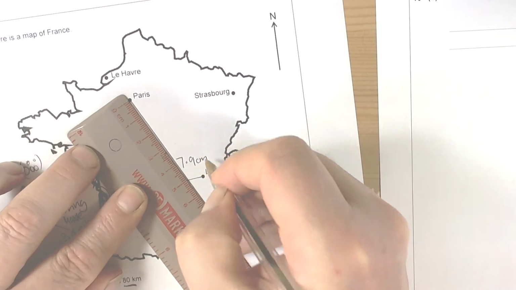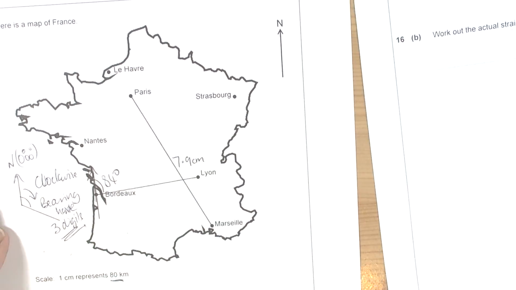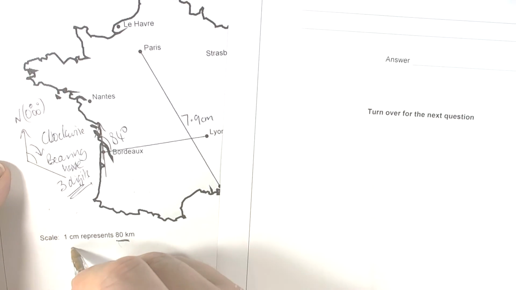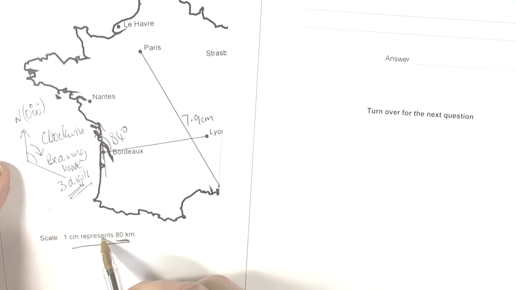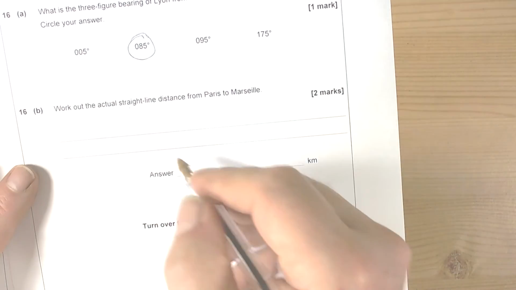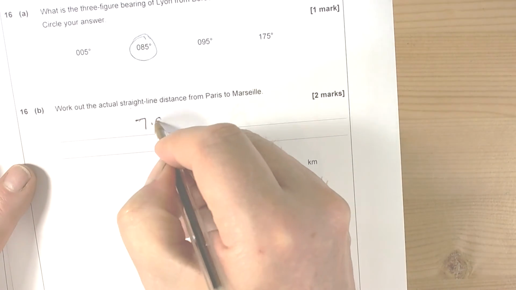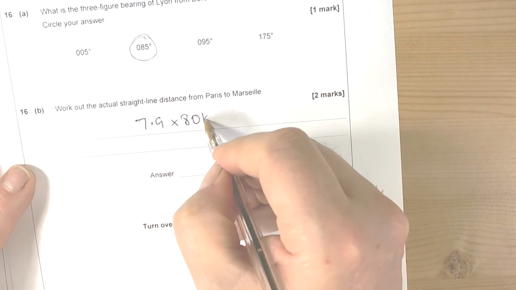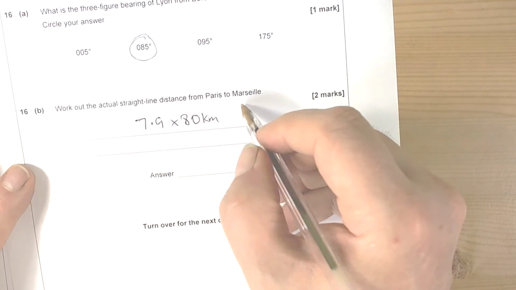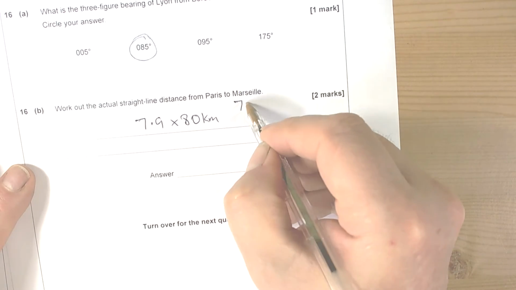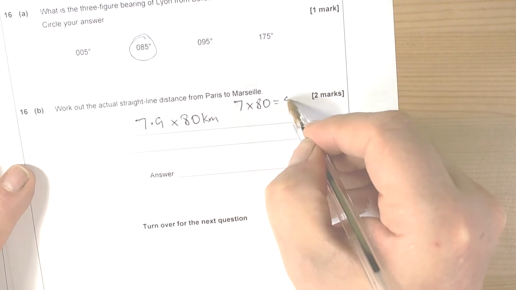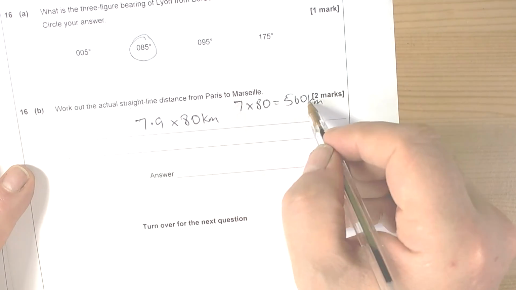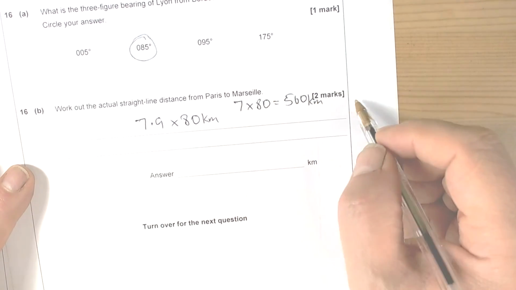7.9 centimetres. So when it comes to doing the answer, they gave us a scale of 1 centimetre represents 80 kilometres. So we're going to have to do 7.9 times 80 kilometres. So 7 times 80 is 560 kilometres. 7 8s are 56, then times by the 10 to get the 80, so 560.